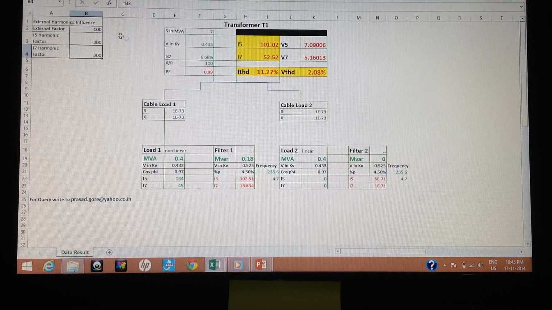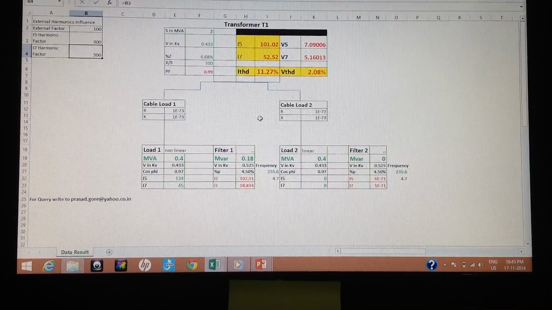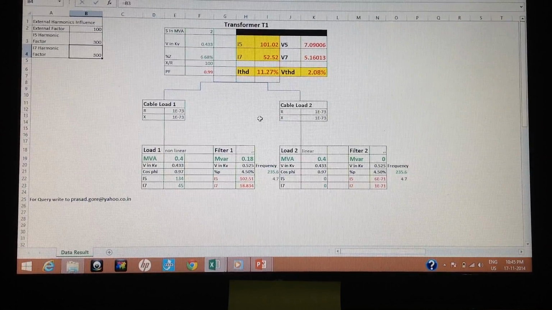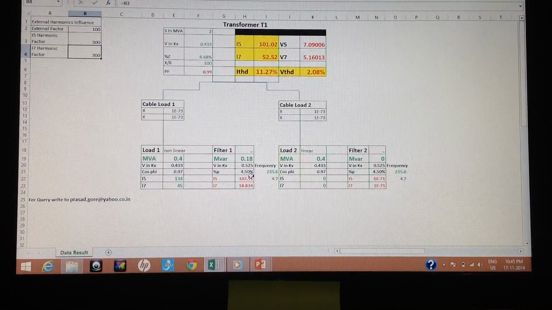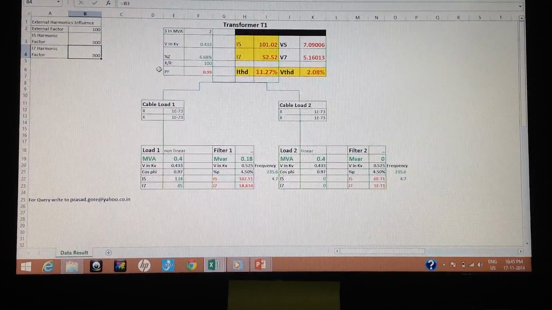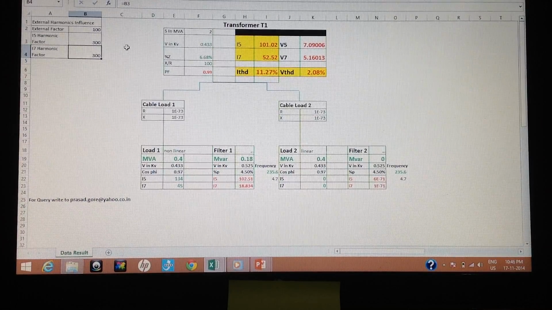The utility stability factor was less. So you are seeing a very unstable, harmonically unstable situation. Filter 1, it was 68. Now it has gone to 102 ampere. So even the filter is getting overloaded. Okay. Now this is one of the situations when these external factors are affecting the stability of the system.